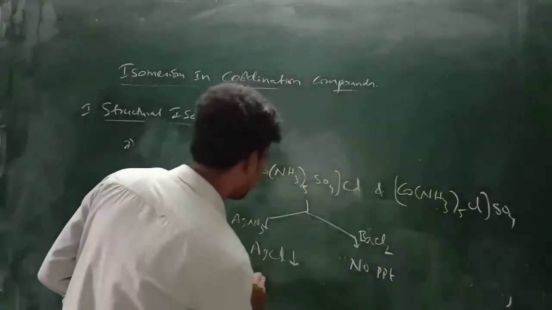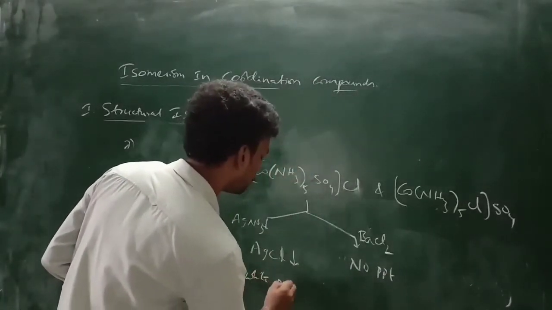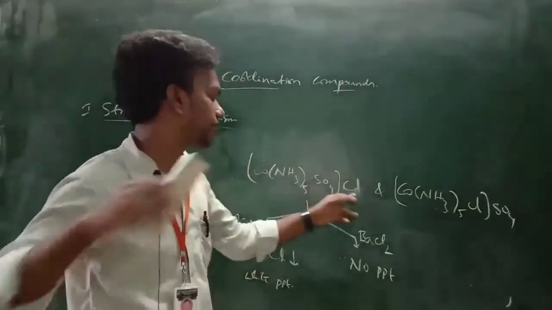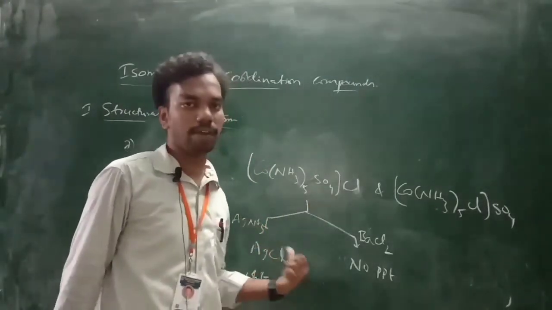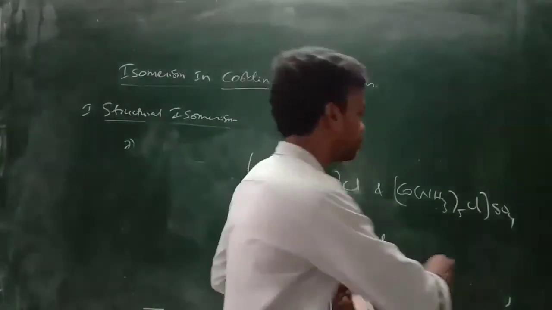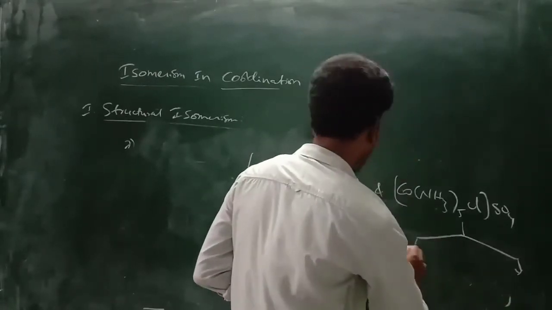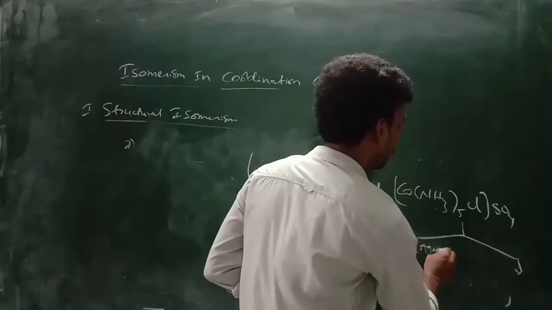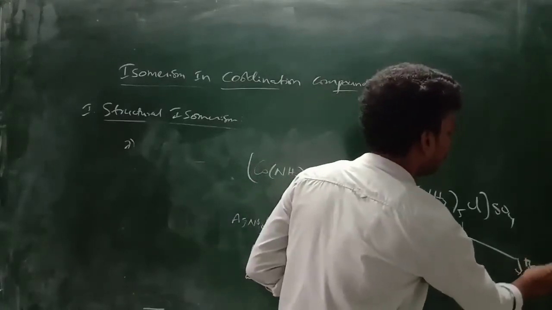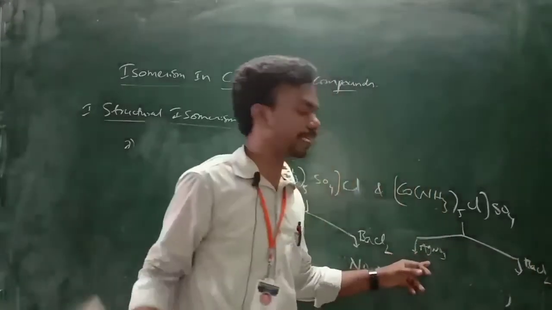Here we are getting a white precipitate because Cl- reacts with Ag+, giving AgCl white precipitate. So coming to this complex, here also we are reacting with AgNO3 and BaCl2. Now here, reacting with AgNO3.